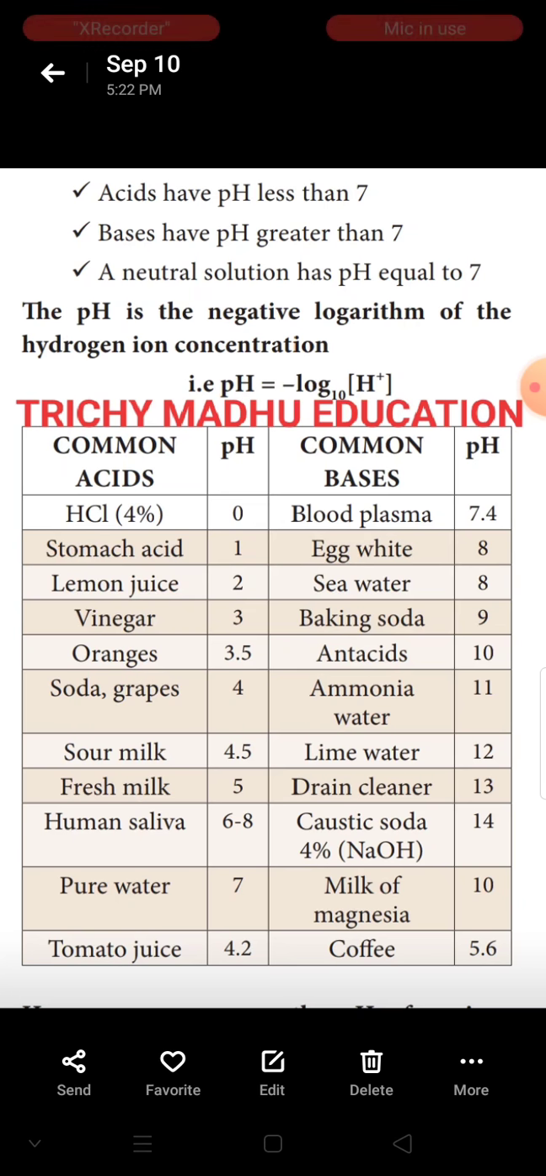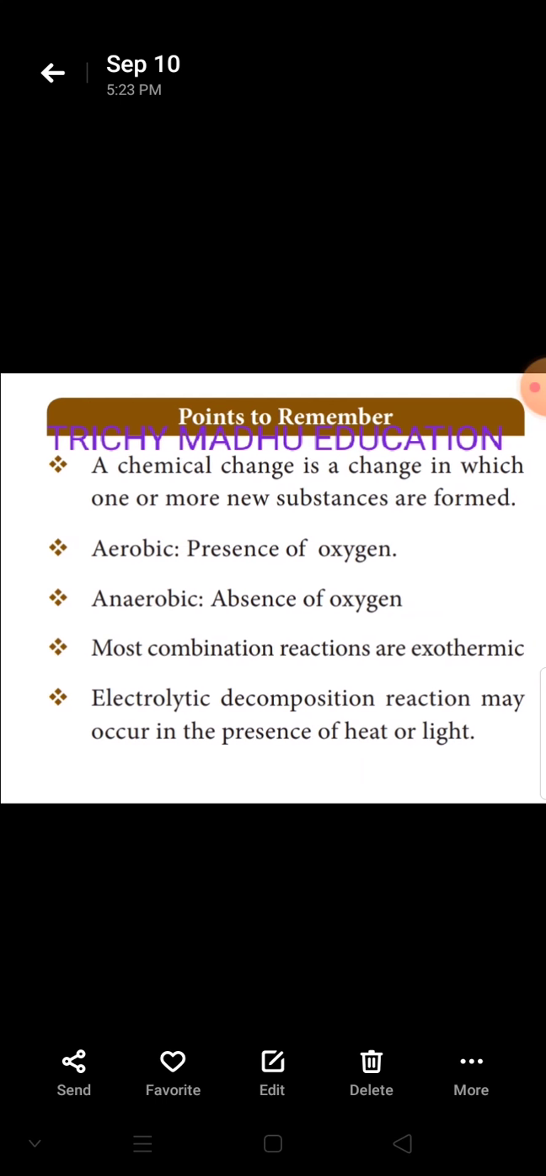Some of the pH levels of common bases: blood plasma 7.4, egg white 8, sea water 8, baking soda 9, antacids 10, ammonia water 11, lime water 12, drain cleaner 13, caustic soda 4% NaOH, that is 14, milk of magnesia 10, coffee 5.6. These are all the common acids and bases whose pH has been given.